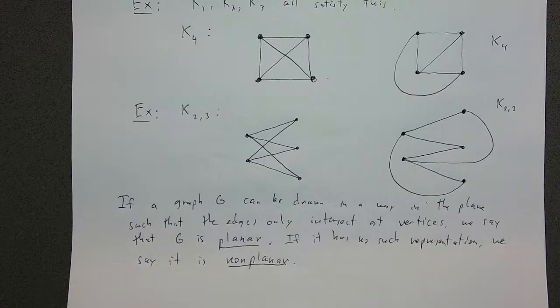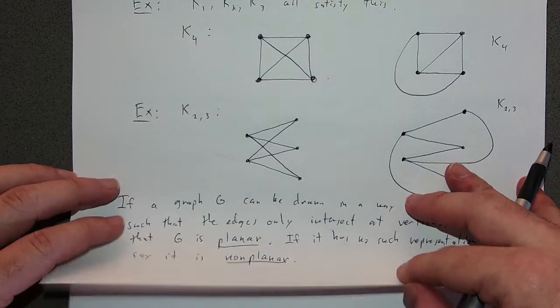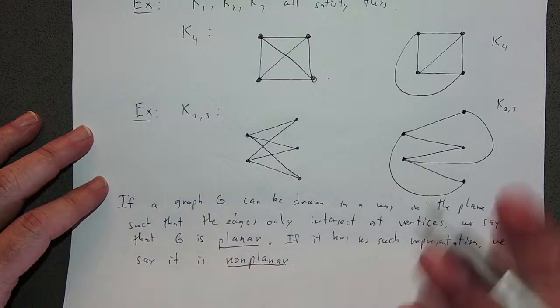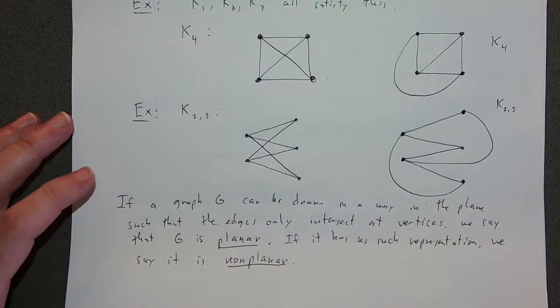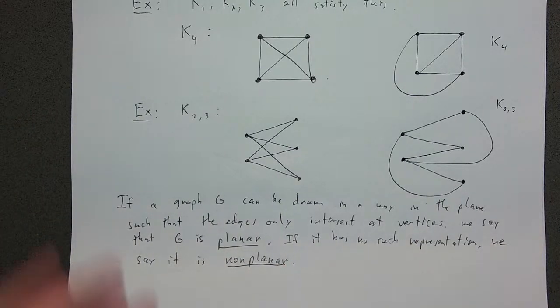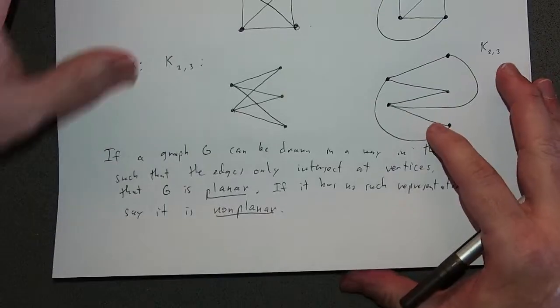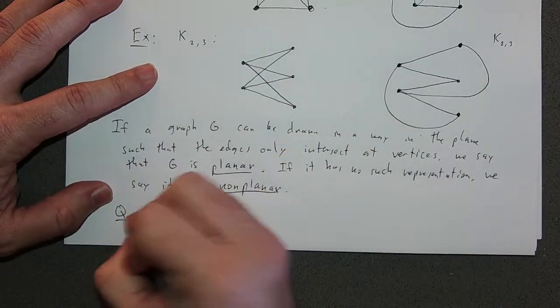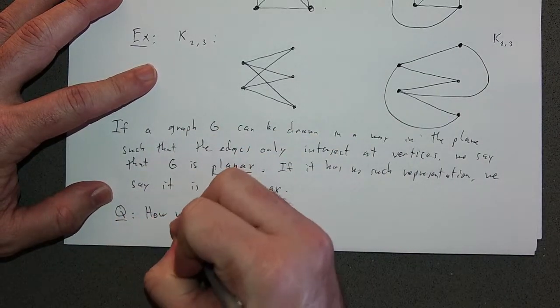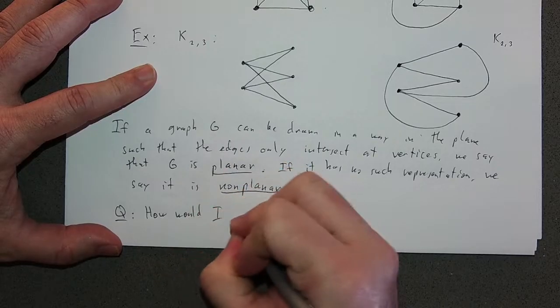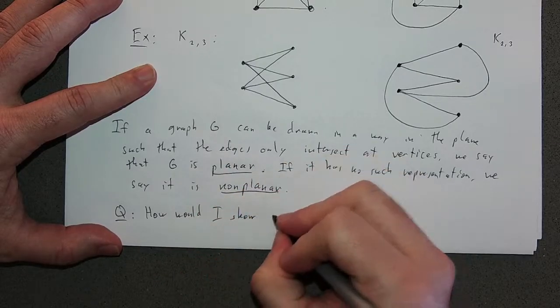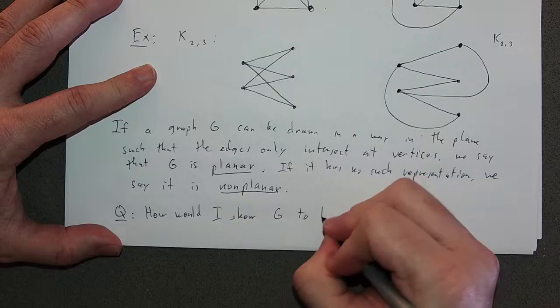Now, here's the assumption here when I label something planar or non-planar, is that it's possible for something to be non-planar. But how would I show if something is going to be non-planar? So maybe I'll just write this question here at the bottom. How would I show G to be non-planar?